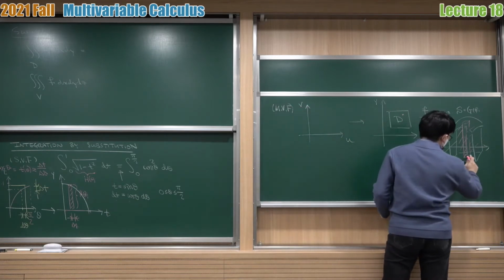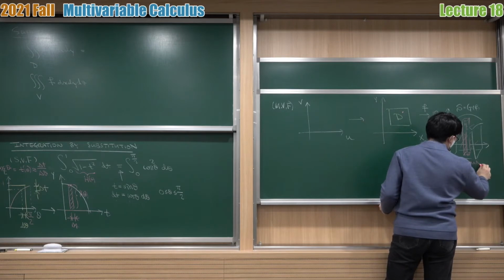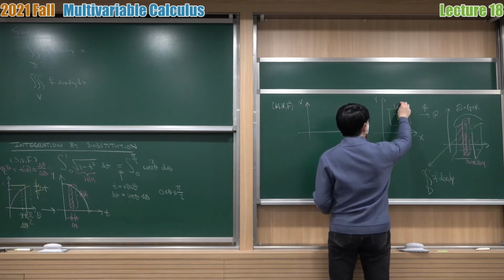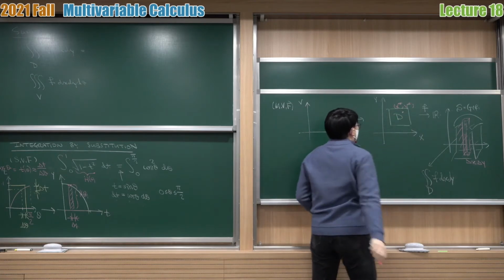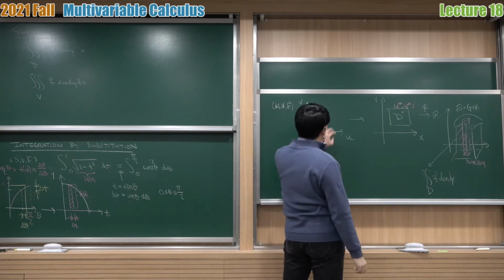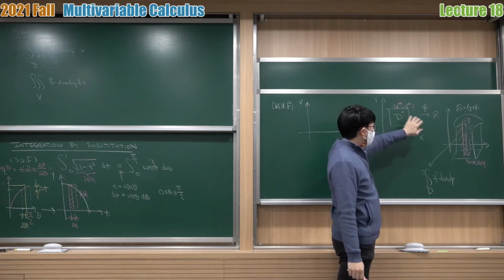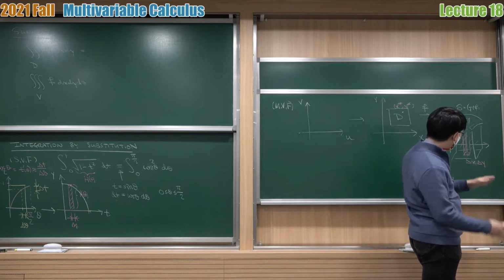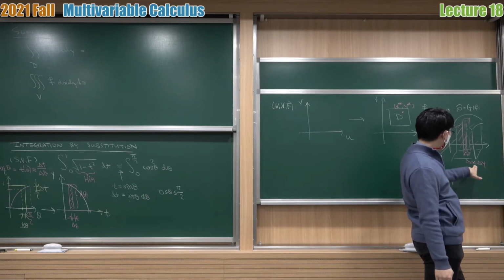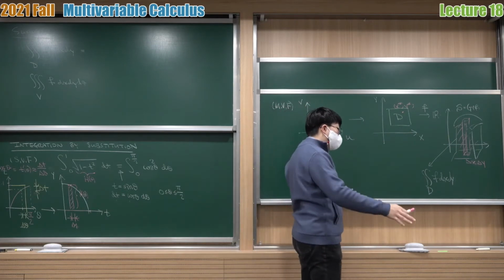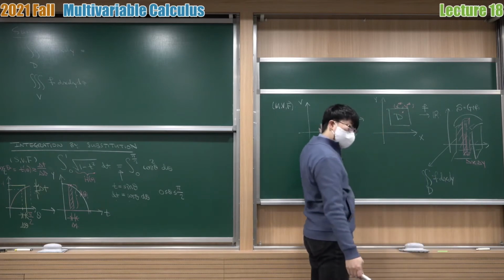And the width and the area of this small rectangular cube is delta x times delta y, right? So the problem is I have to know which point in the UV plane maps to x star and y star, and I also have to know how to express this delta x delta y in terms of delta u and delta v, because I'm trying to replace everything in terms of x and y with terms of u and v. Okay.